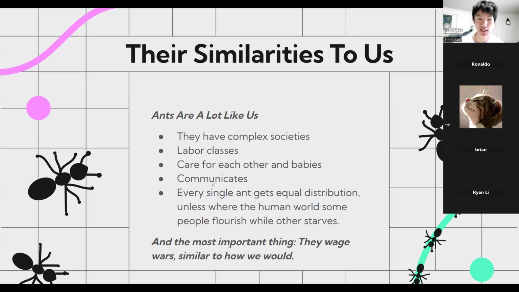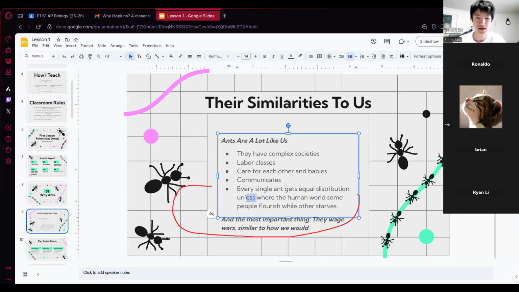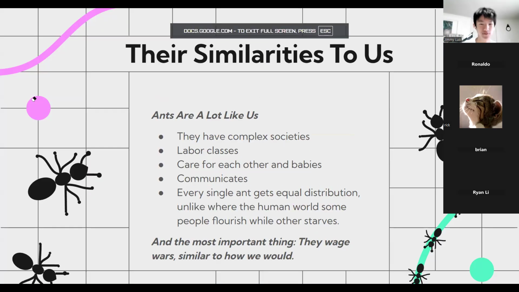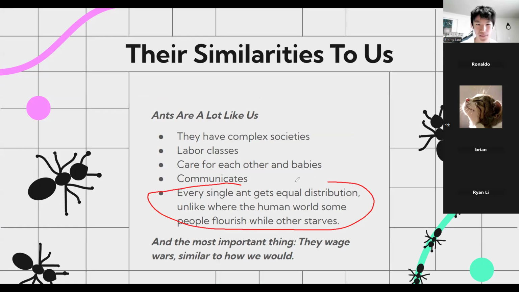And every ant gets equal distribution unless, oops, sorry, not unless, there was a grammar mistake. I meant to say unlike. Every single ant gets equal distribution, unlike the human world, where some people flourish while others starve. What this means is that every single ant is equal. They get an equal amount of resources, food, and living space. But humans are a little bit different.